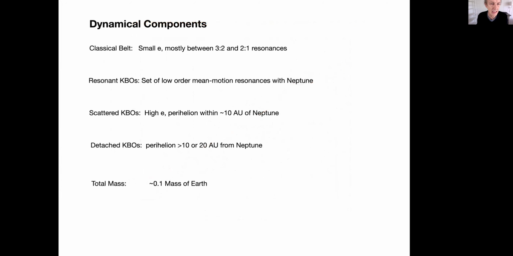So very quickly then, classical belt, small eccentricity, mostly between the 3-2 and 2-1 mean motion resonances. They're long-lived because they avoid Neptune, because they don't have big eccentricities, and the orbits are big enough that they could stay away. The resonant Kuiper belt objects, super important for understanding planet migration and therefore the evolution of the solar system, because the resonances are only populated, we think, because of the past existence of planetary migration. They avoid Neptune because they're kind of phase protected from ever meeting Neptune, even as they go around the sun, even as they can cross Neptune's orbit.